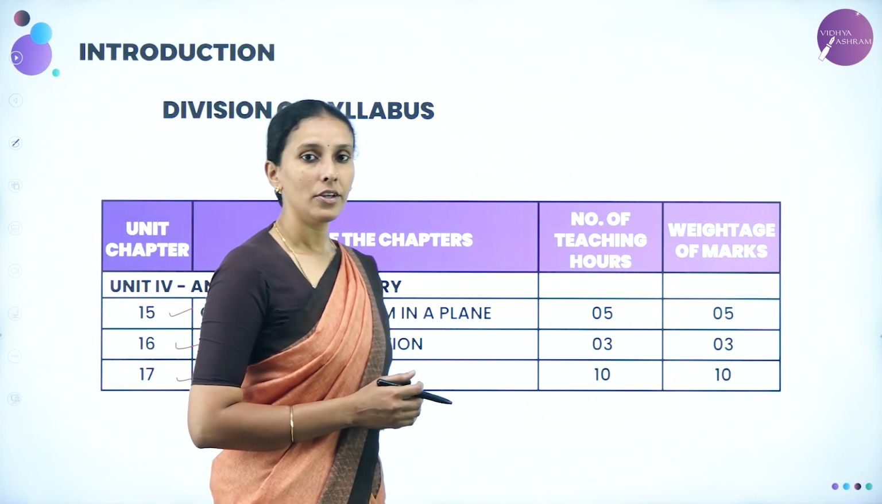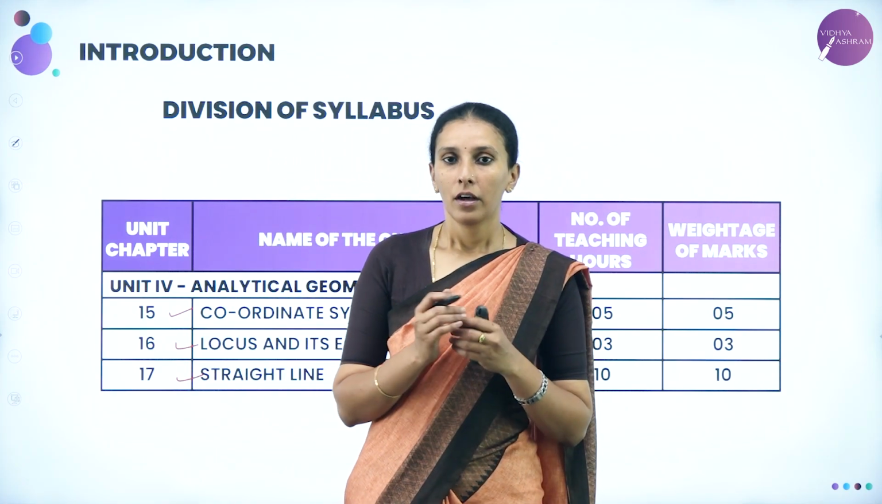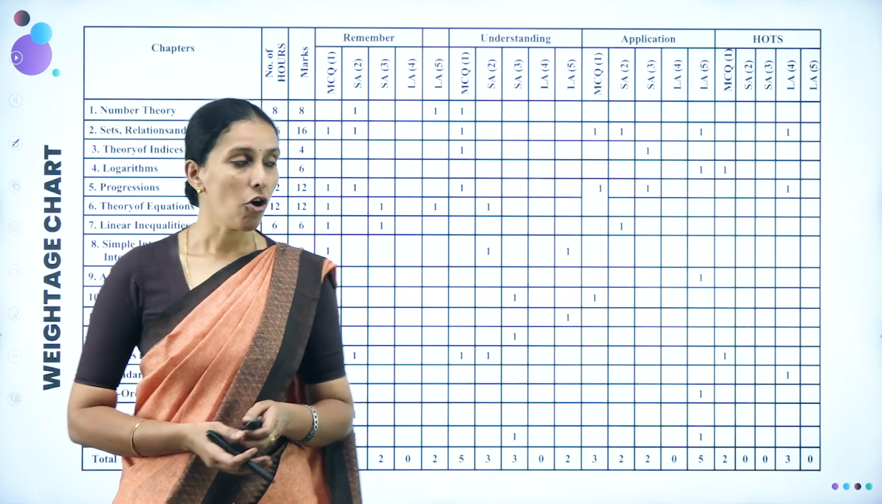So, in total, you have 17 chapters. Now, let's see the weightage chart of each chapter.